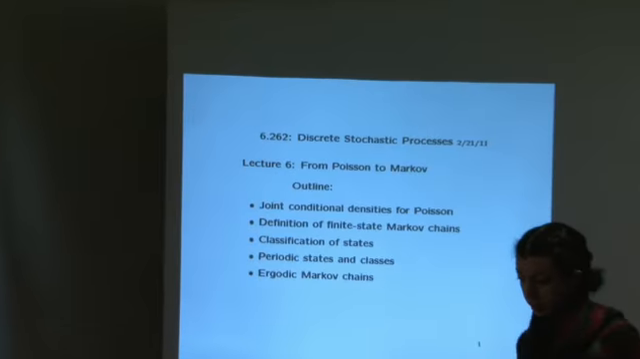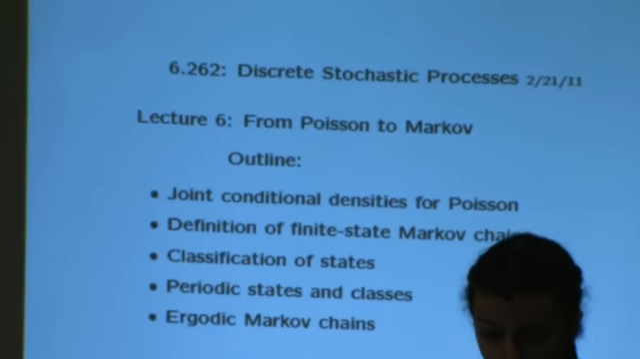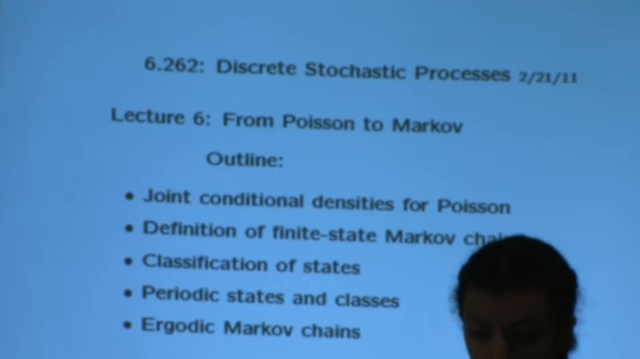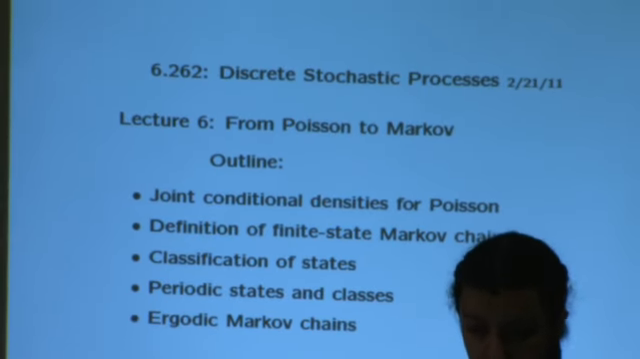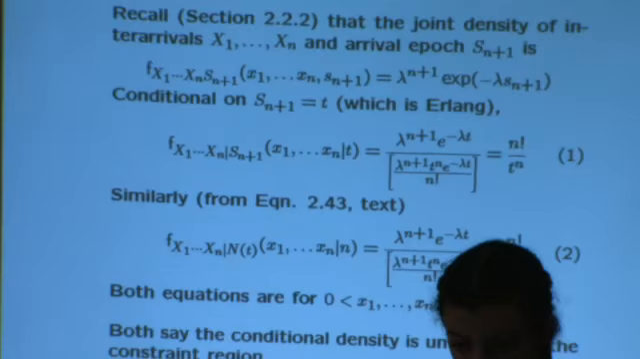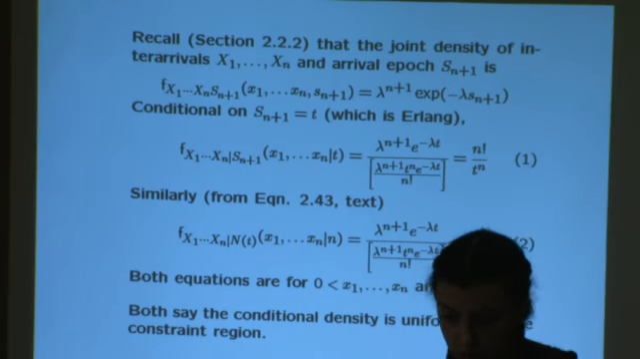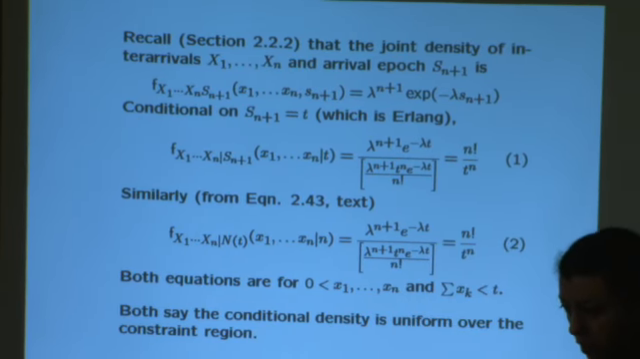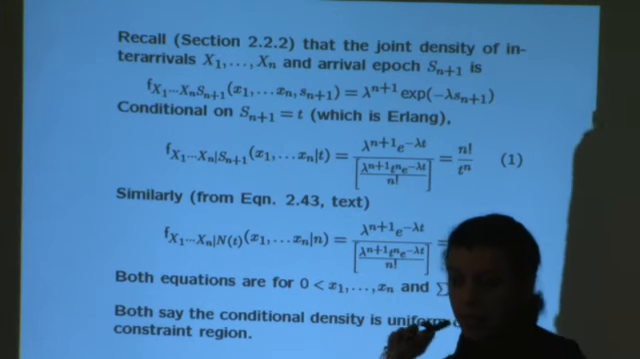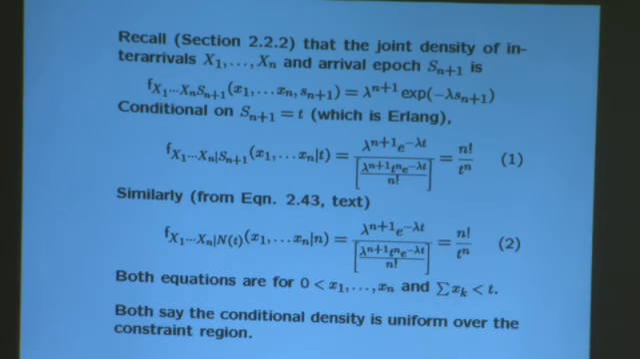So this is the outline of the lecture for today. We just need to talk about the conditional densities for the Poisson process. These are things that we've seen before in previous sections, so I'm just going to give a simple proof for them and some intuition.